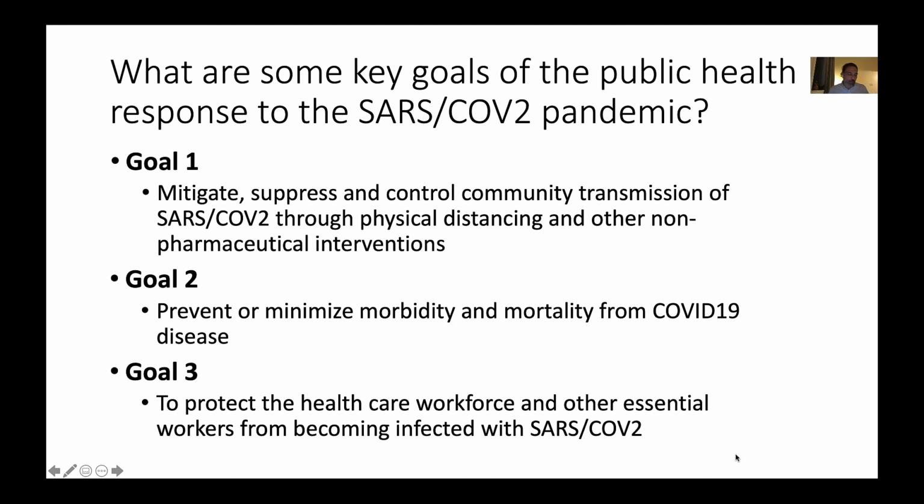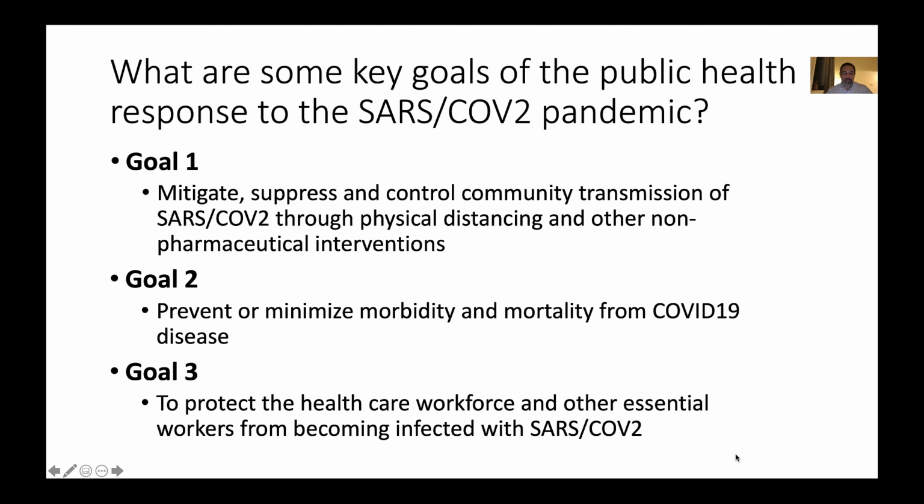So we articulated what we felt were three key goals. Of course, there are many goals to the public health response to the SARS-CoV-2 pandemic. The first one we put out there was to mitigate, suppress, and control community transmission of the virus through physical distancing and other non-pharmaceutical interventions. There's no vaccine, there are no treatments, and so really the only tools that we had from a public health standpoint were non-pharmaceutical interventions.